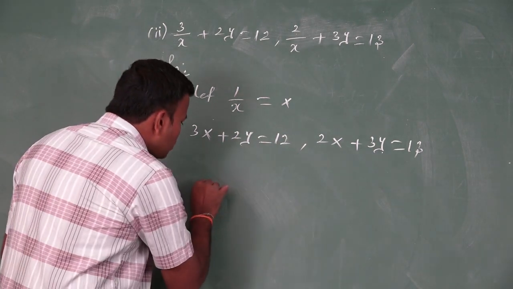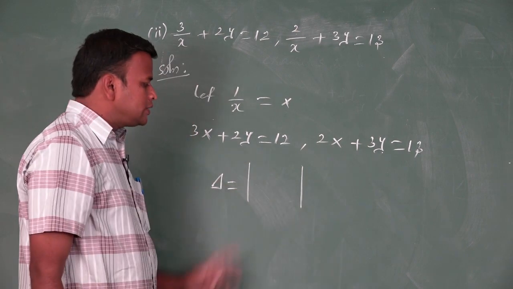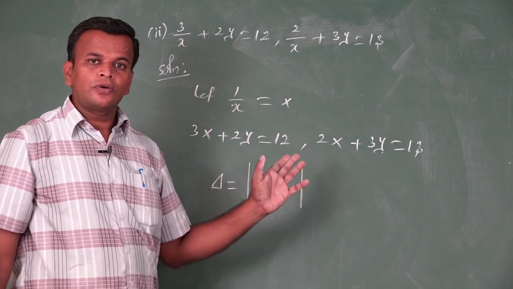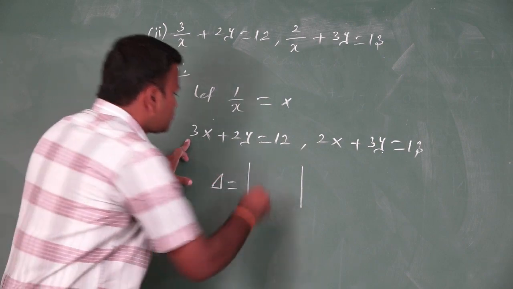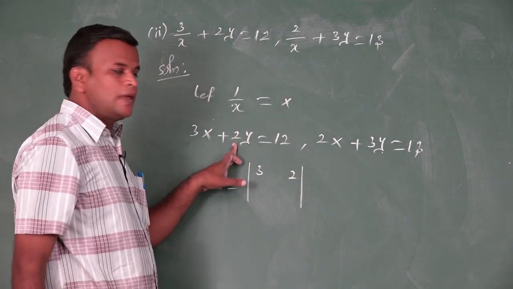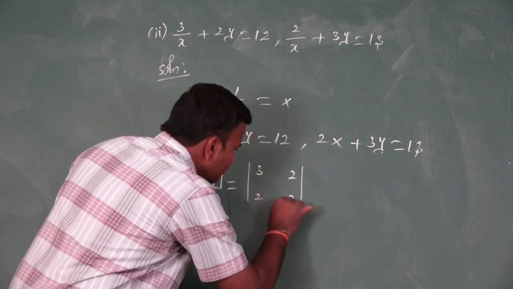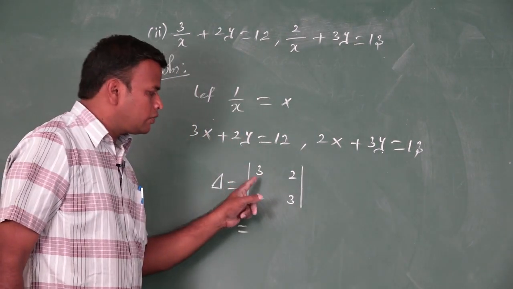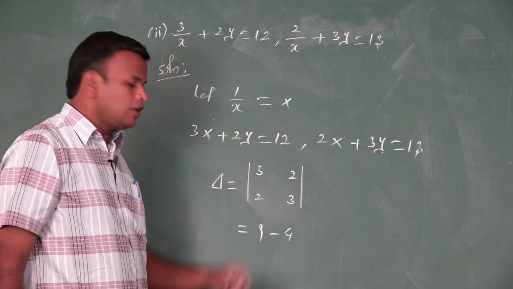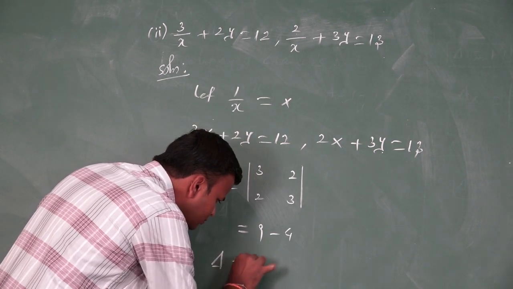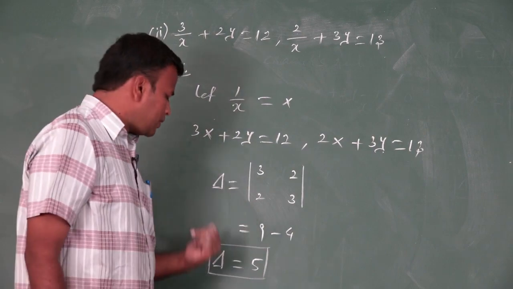The next step is to find the value of del. Same rule: the formula to calculate del uses a determinant. The first row is the coefficient of capital X and y in the first equation, 3, 2. The second equation's coefficients of capital X and y are 2, 3. Now we find the value: 3 times 3 is 9, minus 2 times 2 is 4, so the value of del is 9 minus 4, which is 5.